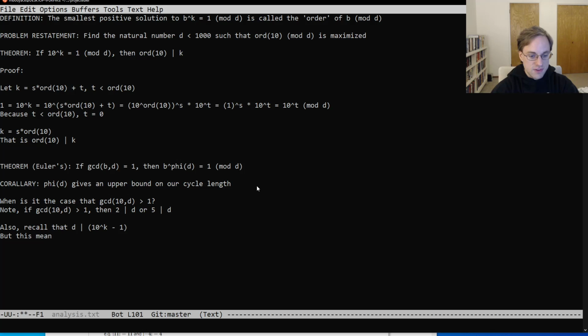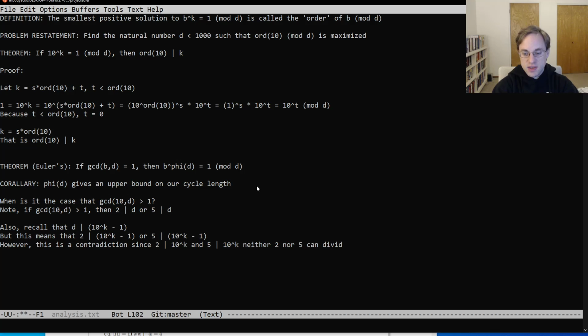But this means that 2 divides 10^k minus 1, or 5 divides 10^k minus 1. However, this is a contradiction, since 2 divides 10^k and 5 divides 10^k, neither 2 nor 5 can divide 10^k minus 1.